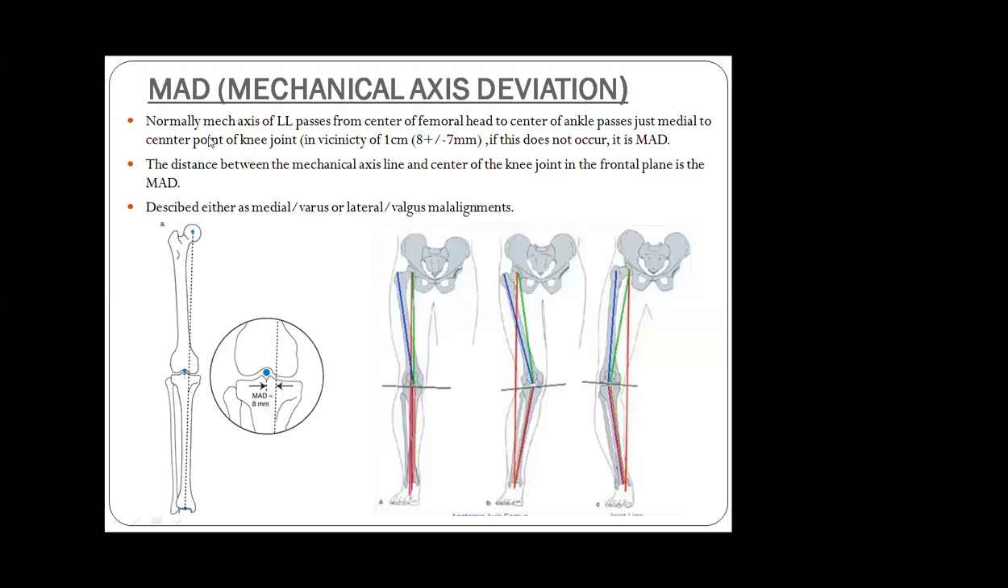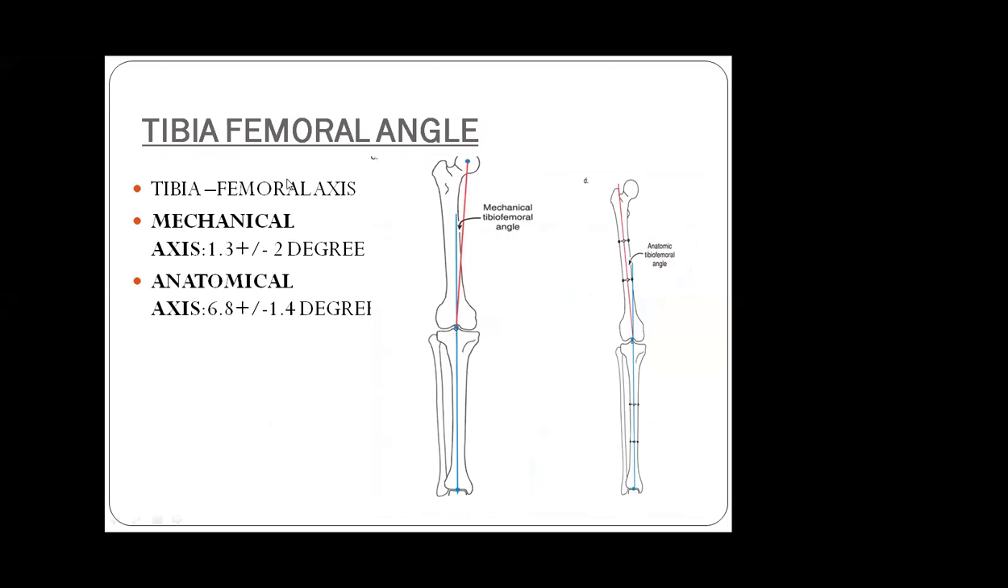Now, we can also come to know the tibiofemoral angle, according to the mechanical axis or the anatomical axis. We have to draw the mechanical axis of the femur and the mechanical axis of the tibia, and according to the mechanical axis there will be a difference of 1.3 plus or minus 2 degrees. Similarly, we draw the anatomical axis of the femur and the anatomical axis of the tibia, and there is a difference of 6.8 degrees plus or minus 1.4 degrees.